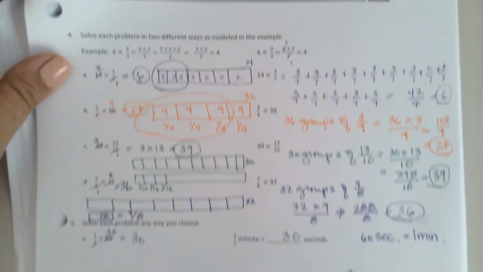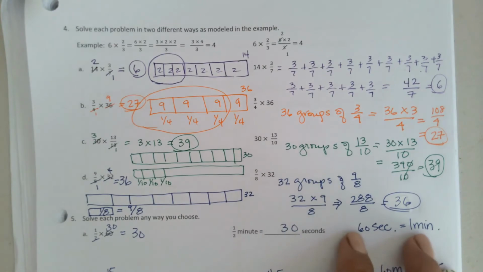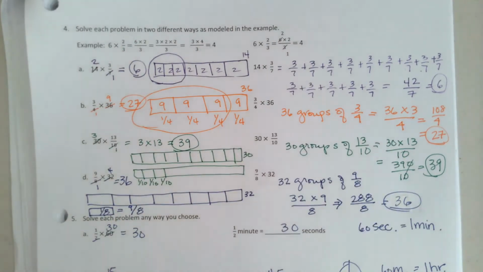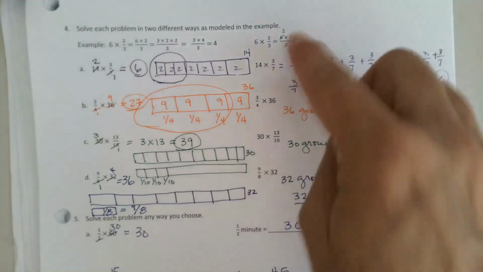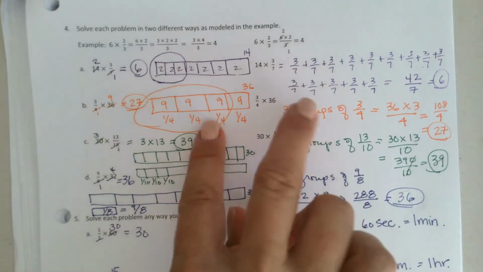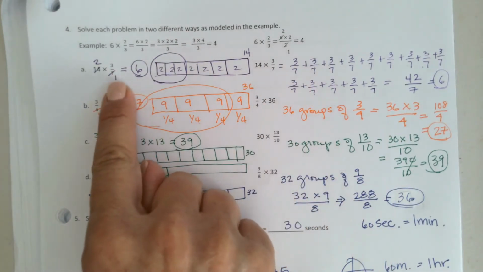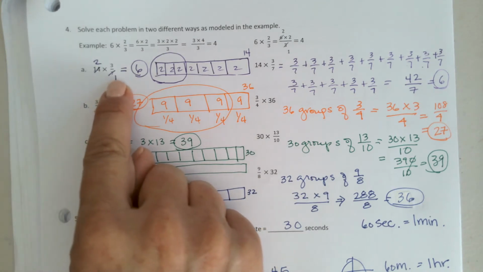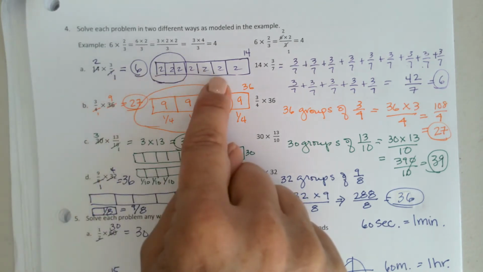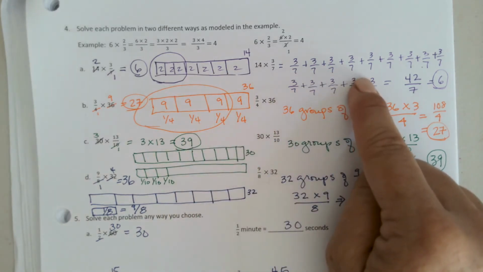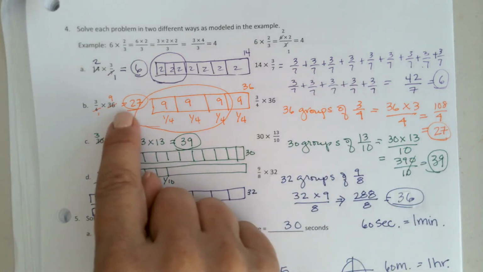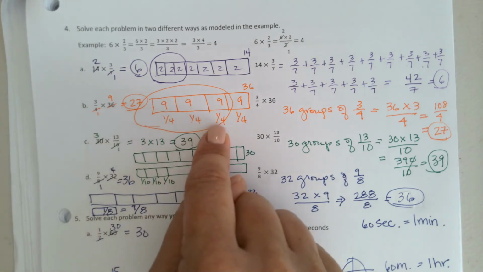Then here, at first when I was explaining the problem set, I thought these were different problems, but they're the same problems. I just did it in 2 different ways. I used the cross-canceling method and I modeled using a tape diagram. Here I used repeated addition. Here cross-canceling and used a tape diagram.